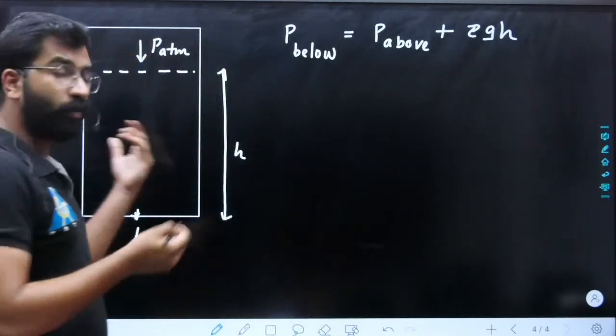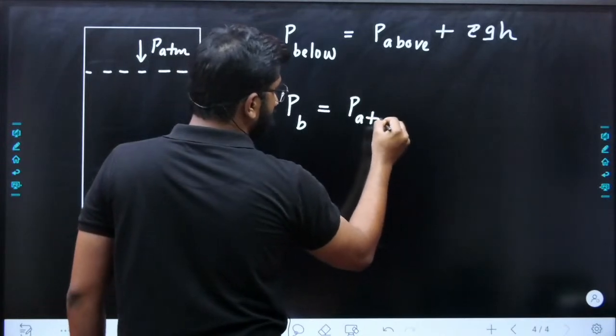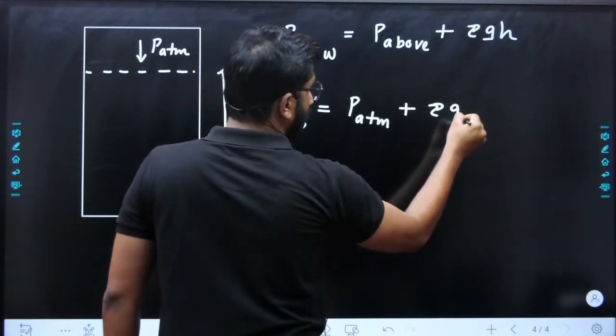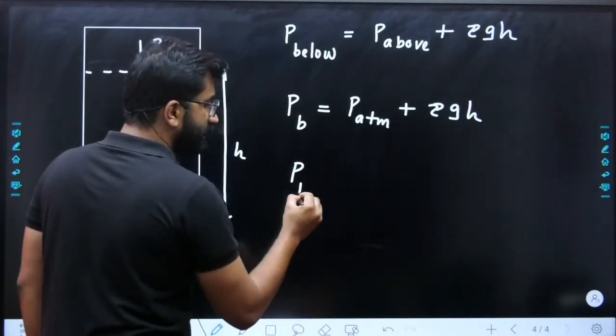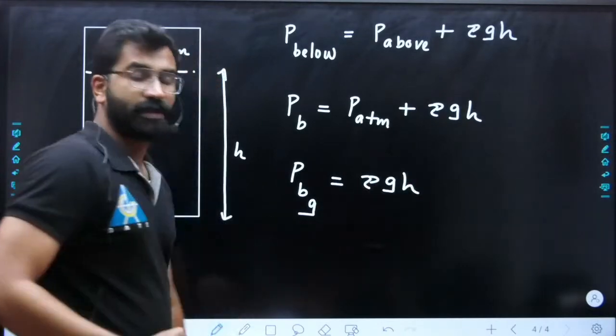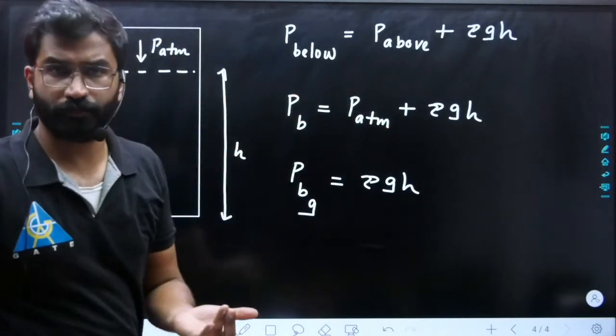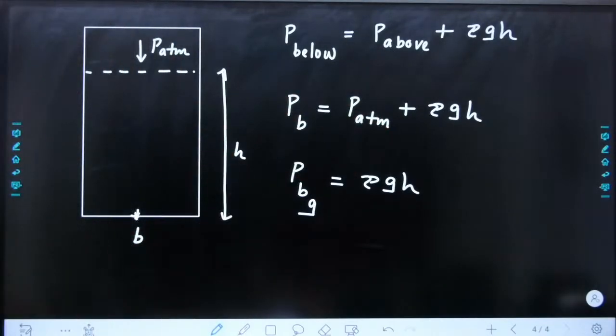Here what is the pressure above? It is atmospheric pressure. So P at the bottom is equal to atmospheric pressure plus rho g h. And if they are asking pressure at the bottom in gauge, this will become only rho g h. Why? Because whenever we calculate gauge pressure, your atmospheric pressure value will become 0. Easy? I hope it is clear for everyone. So this is the most important equation for your fluid statics.